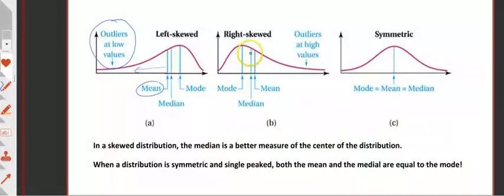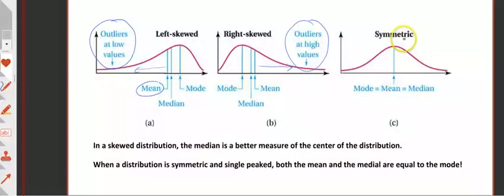Now, if you took a graph and pinched it and pulled it out to the right, then you would see a right skewed graph, which means there's an outlier over here at the high values. Again, that outlier has a tendency to pull the mean towards it. So instead of the mean being in the middle, it's now skewed towards that outlier value. It's larger than the median and the mode.